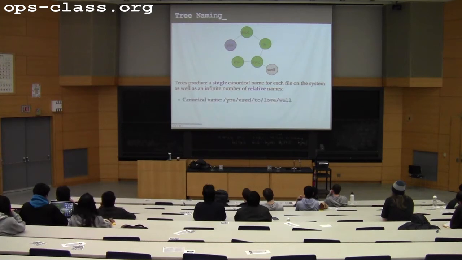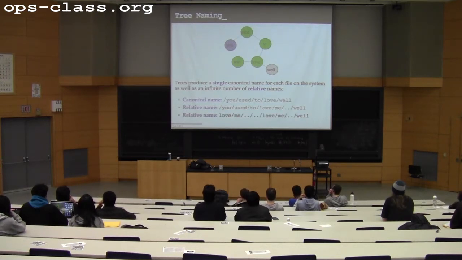And we distinguish between a couple of different names. So the canonical name is the name that's anchored at the root, does not contain any symlinks, and identifies the file uniquely. We also have plenty of relative names. So once you start using dot and dot dot, you can create all sorts of funny names like this, and these are the types of names you guys are familiar with.